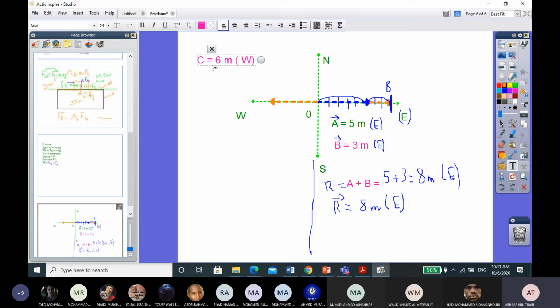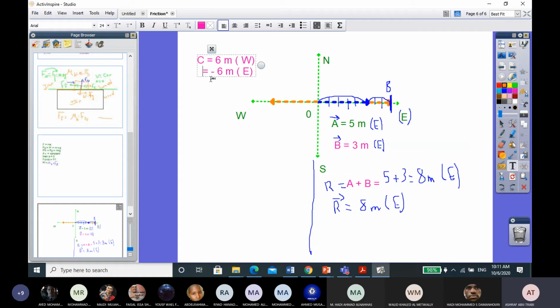6 meters west is the same as minus 6 meters, but what? Minus 6 meters east. Okay? Because east and west are opposite in direction. You get it? Yes, yes, yes.